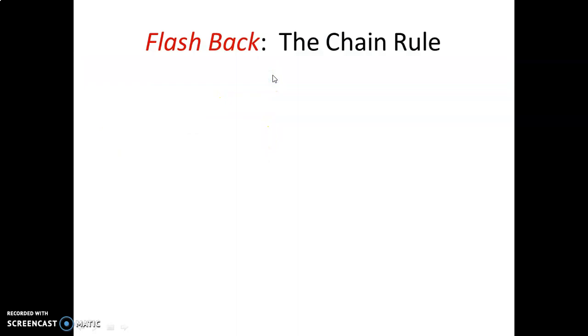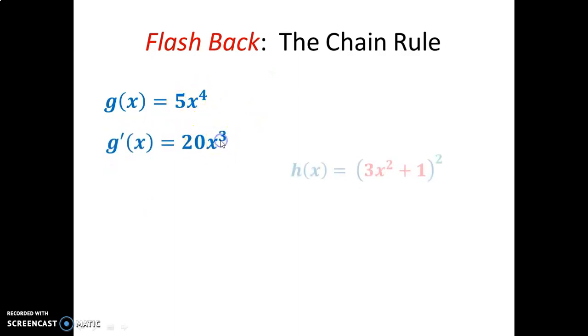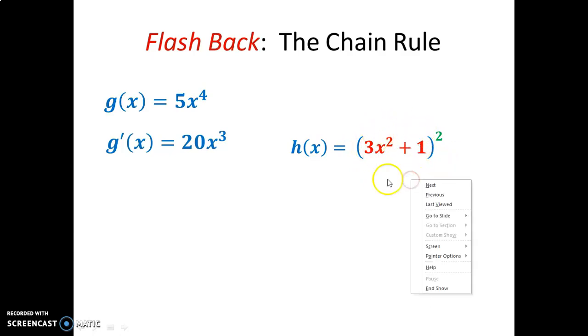Well, second one, let's flash back to the chain rule. The chain rule tells us this. If we have a function like this, we know by power rule you drop the 4, 20x cubed. But what happens when you have something like this? I have a function within a function. So over here, I have to do the power rule like we did here, where you drop the exponent. So I'm going to drop that exponent in front of this and have a 2 there. But also, since there's a function within there, I have to take the derivative of the function inside and multiply by that also. So let's take a look at that.